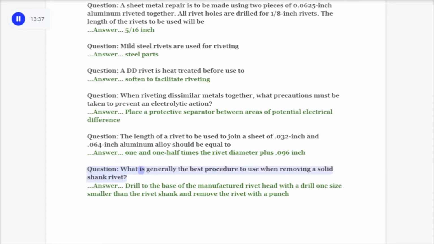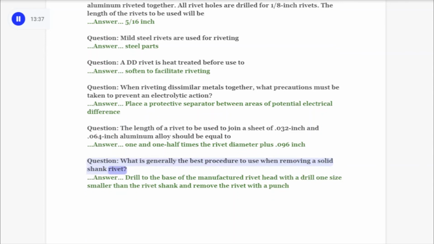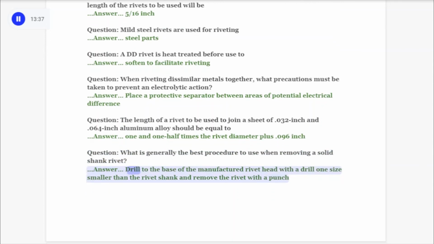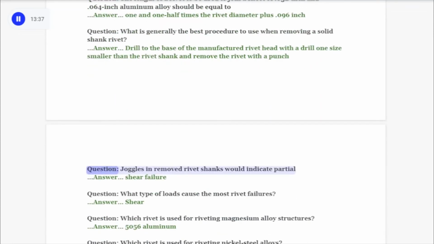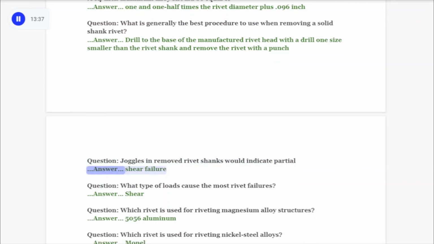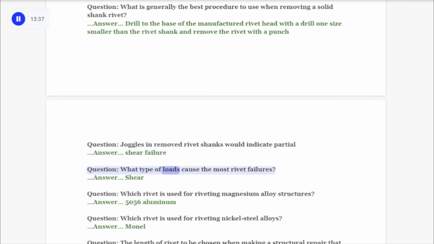Question: what is generally the best procedure to use when removing a solid shank rivet? Answer: drill to the base of the manufactured rivet head with a drill one size smaller than the rivet shank and remove the rivet with a punch. Question: joggles and removed rivet shanks would indicate partial. Answer: shear failure.